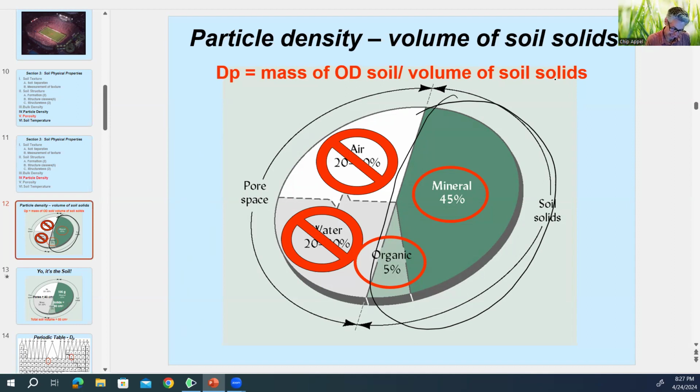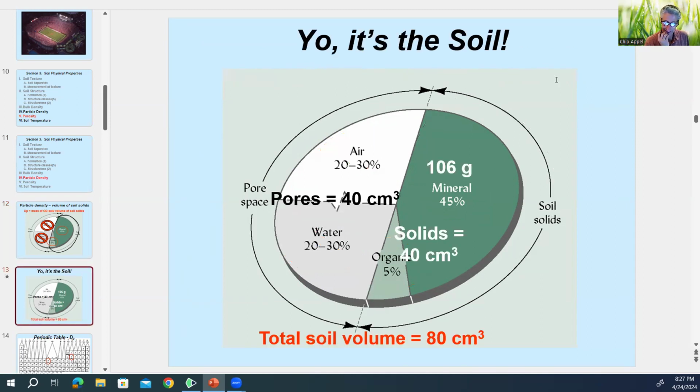So you're going to use the exact same problem that we studied last time. Here we have our same soil. It weighs 106 grams, oven dry. Its solid volume is 40 cubic centimeters. Its pore volume is 40 cubic centimeters. Total soil volume is 80.